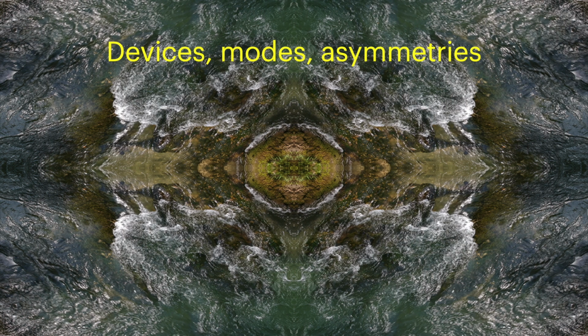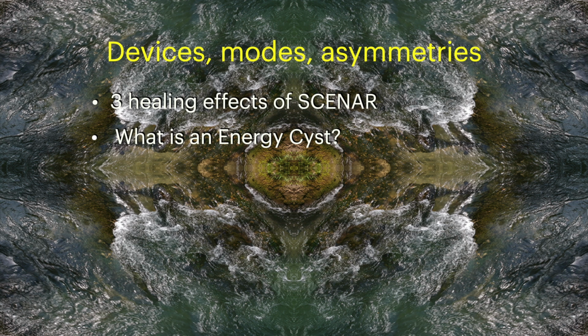Now let's recap devices, modes and asymmetries. Again, see how you do, and then restart the video when you're ready. What are the three healing effects of Scenar? The three healing effects of Scenar are improved coherence and communications within the body. It also supplies harmonic energy the body can use for healing. And it stimulates the production of neuropeptides, the body's natural healing pharmacy.